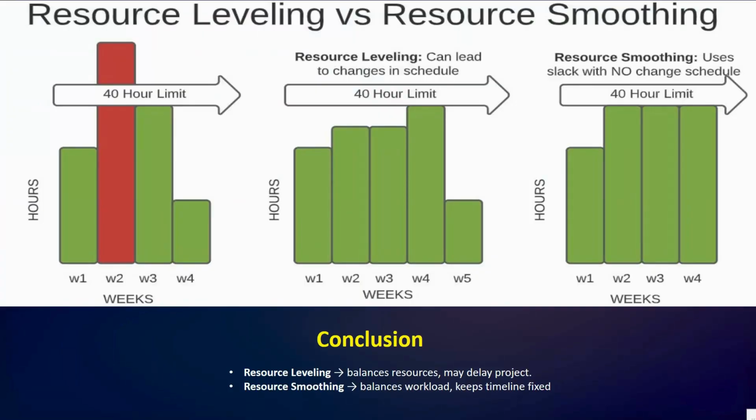So here we have the conclusion. You can see resource leveling balances resources but may delay the project, while resource smoothing balances the workload and keeps the timeline fixed. Resource leveling ensures resources are not over allocated by adjusting schedules, but this may delay the project. Resource smoothing balances workload within the existing deadline, but it cannot resolve true over allocation. This is very important to understand.